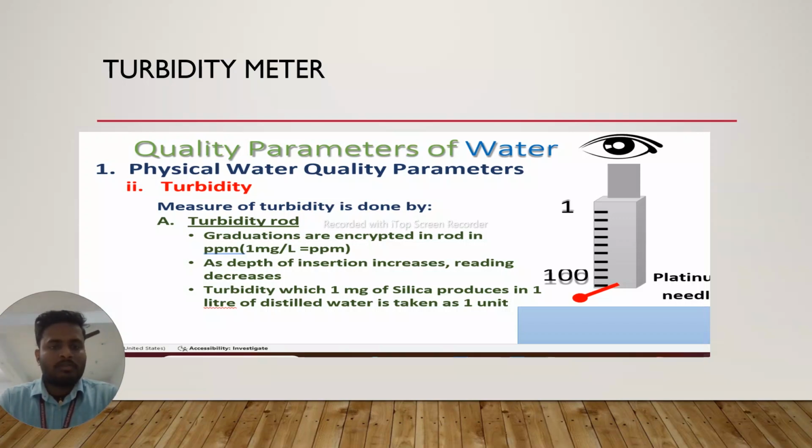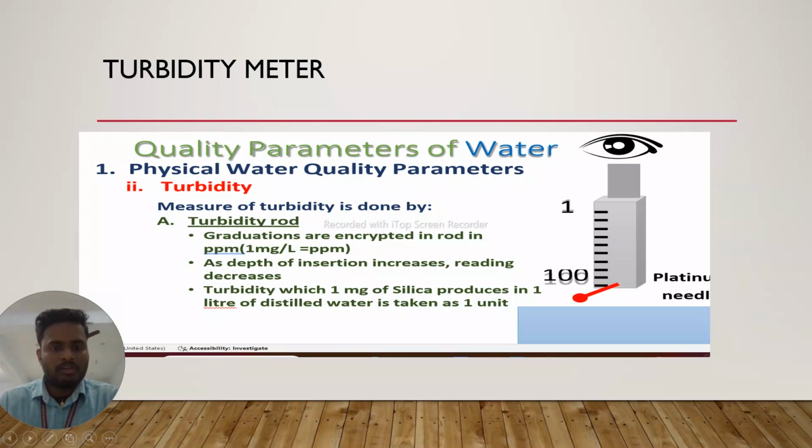The first method of measuring turbidity is done by the turbidity rod. That is the turbidity rod. With that rod we can find out how much turbidity is present in the water. Graduations are engraved in the rod.